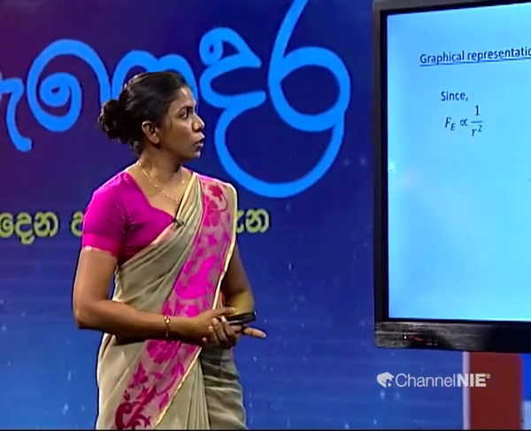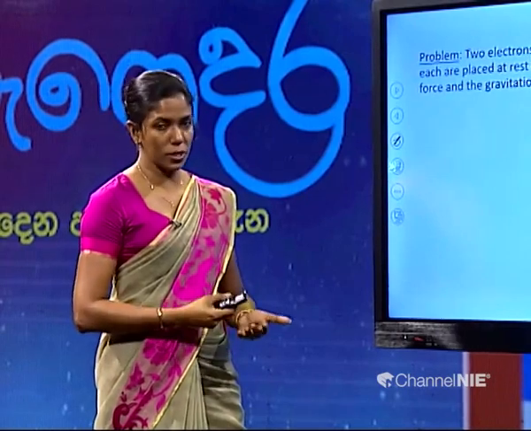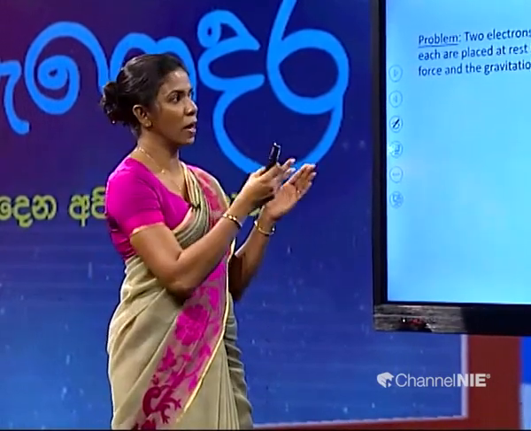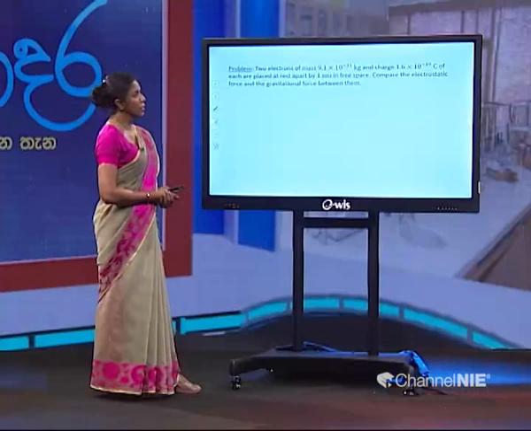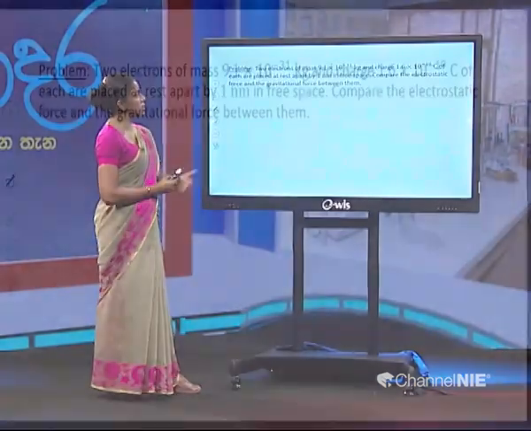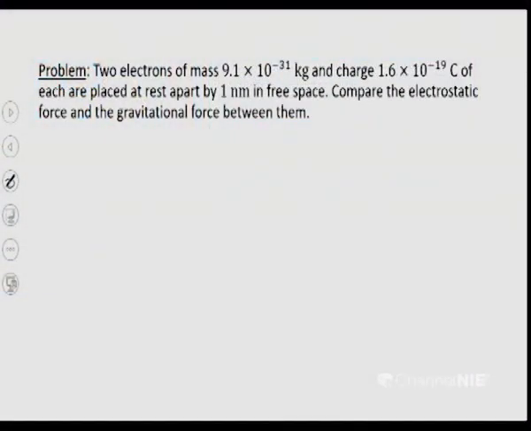If you further move on to a question to apply Coulomb's law, let's try this. There are two electrons, each of mass 9.1 into 10 to the power minus 31 kilograms and charge 1.6 into 10 to the power minus 19 coulombs, placed at rest apart by 1 nanometer in free space.